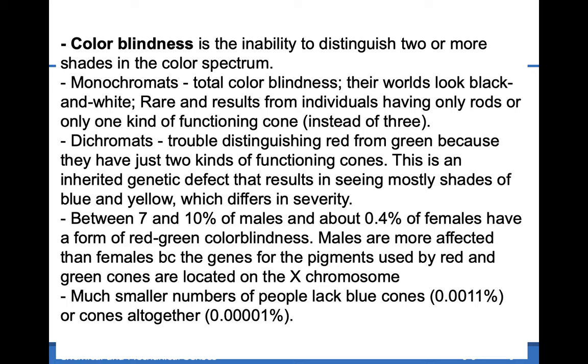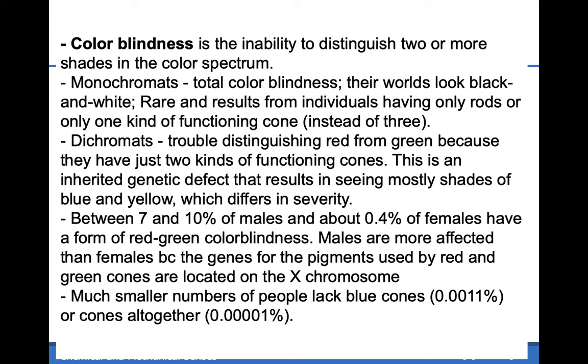Dichromats are more common. They have trouble distinguishing typically between red and green because they only have two kinds of functioning cones. So they'll have green and blue or red and blue. This is an inherited genetic defect which results in seeing mostly shades of blue and yellow, and it can differ in severity. So it can be really severe, it can be really mild. It's really common in males. Between 7 and 10% of males and only about 0.4% of females have a form of red-green color blindness.